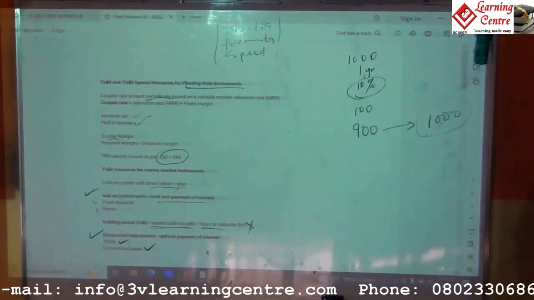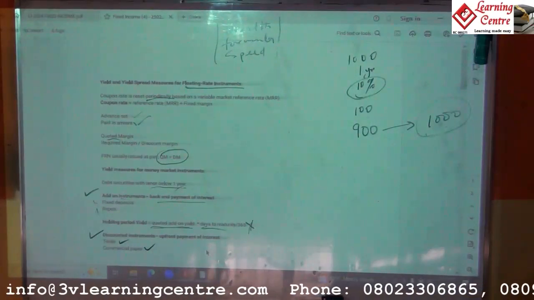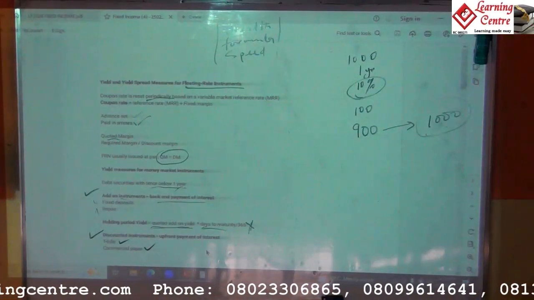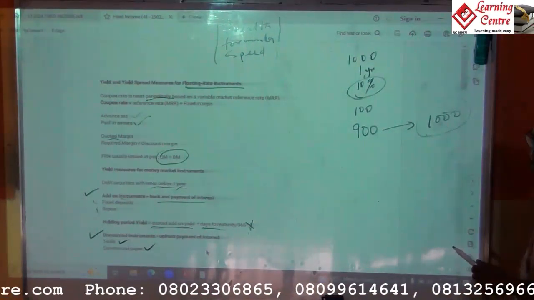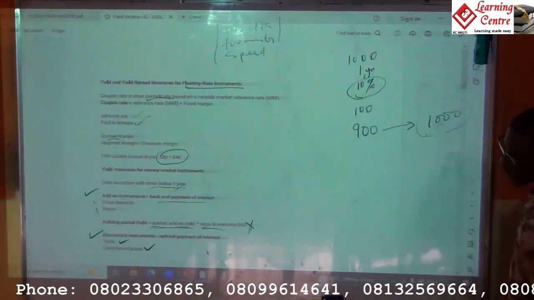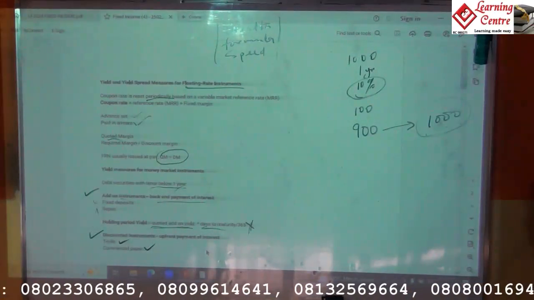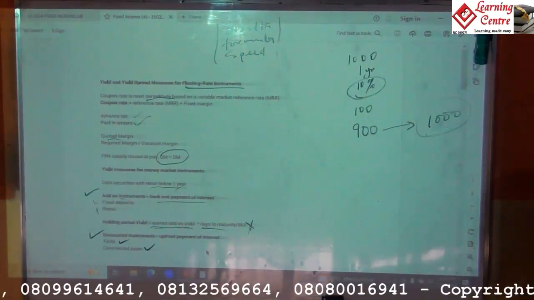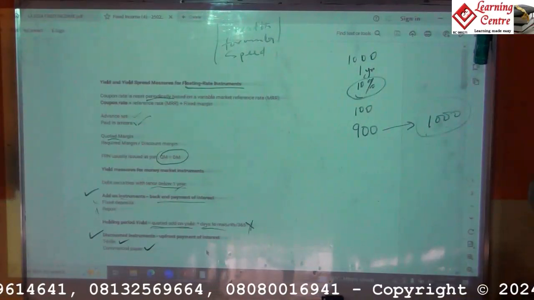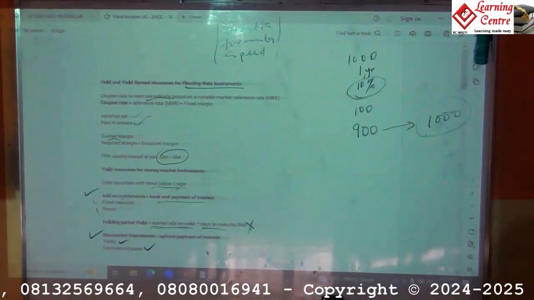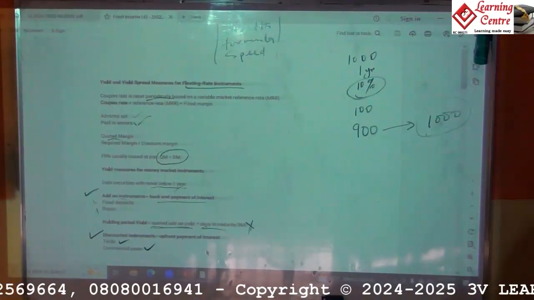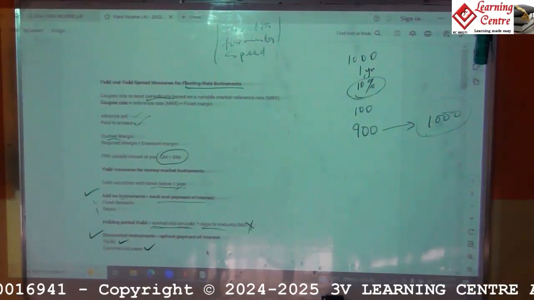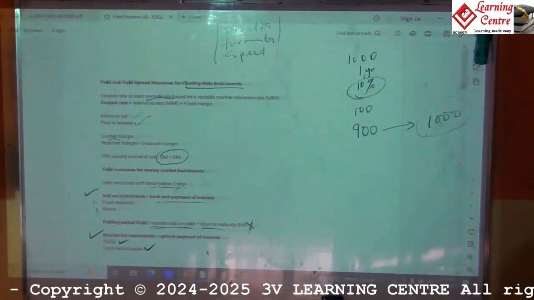I'll pay you 900. At the end of the 1 year, you give me back 1,000. You calculate that 10% of the 1,000 is 100 naira. So in essence, what I'm actually giving is 900, but because I invested 1,000, you give back 1,000.